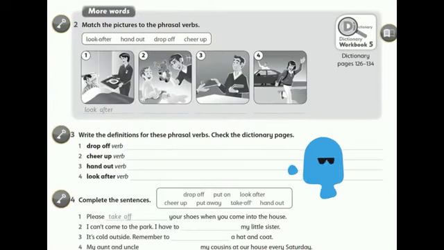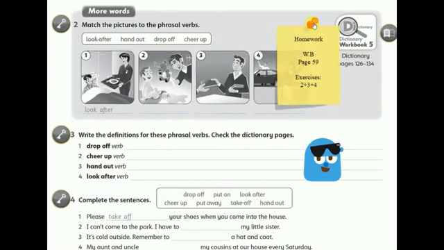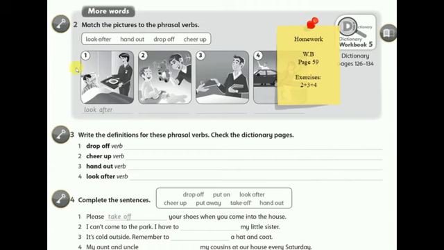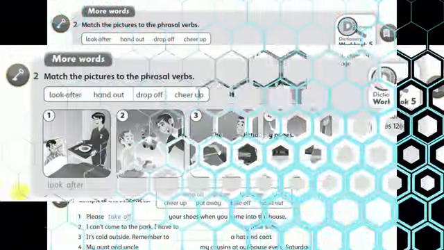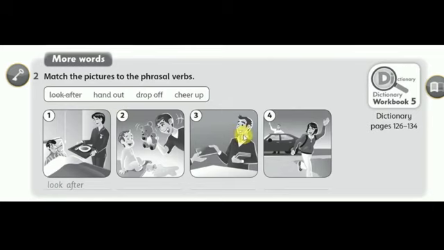Now, my students, we have a homework. This is page 59, exercise 2, 3, and 4. I want you to practice what you've learned with me at home, and please give me your answers as soon as possible. Now, my students, I want to help you to know how to answer each one of these exercises.